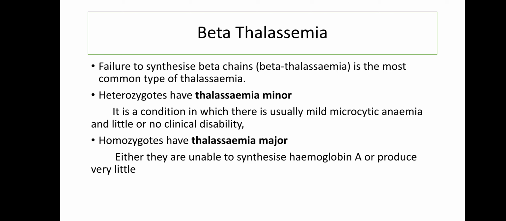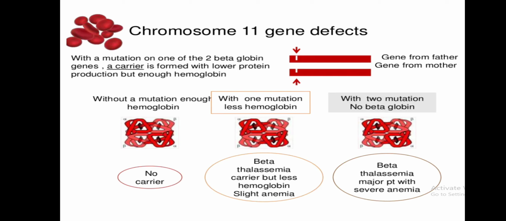But in thalassemia major, they are either unable to synthesize hemoglobin A or produce very little hemoglobin A, thus producing the manifestations of thalassemia. So, beta thalassemia occurs due to genetic defects in chromosome 11, and with one mutation there is less production of hemoglobin and there is a beta thalassemia carrier with only slight anemia. But with two mutations there is no beta globin production and therefore beta thalassemia major occurs, with the patient having severe anemia.